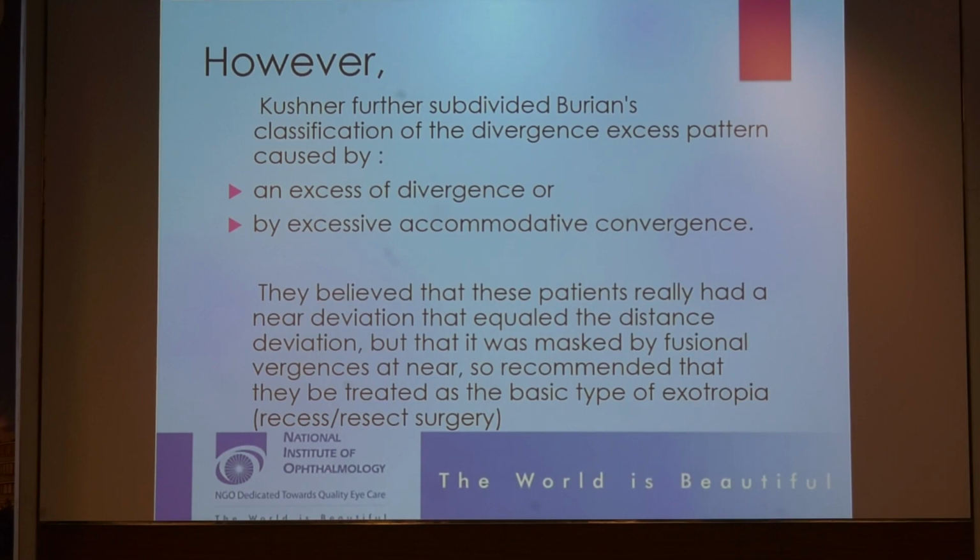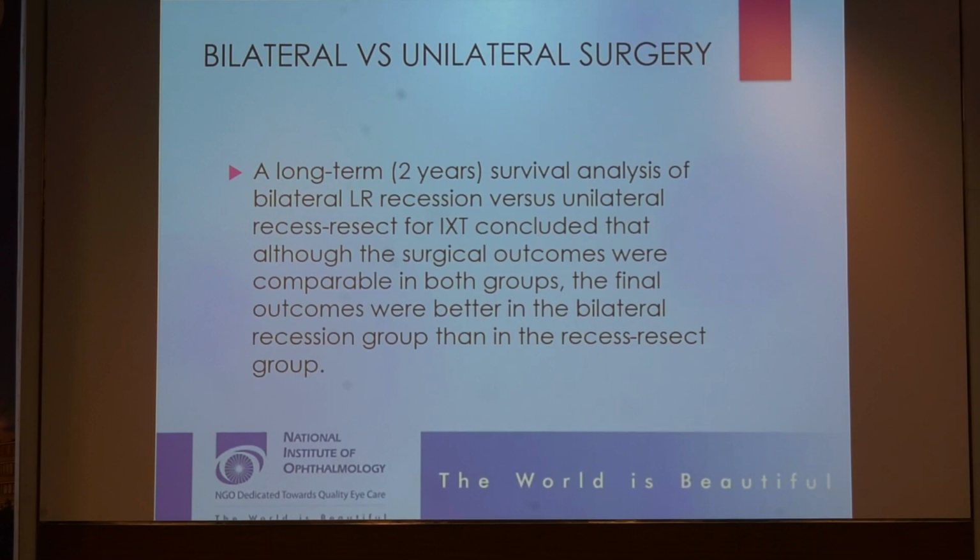Kushner then came in and subdivided Burian's classification into an excess of divergence or an excessive accommodative convergence. They believed that these patients had a near deviation that equaled the distance deviation, but it was masked by fusional vergences at near. So they recommended that it should be treated like a basic type of exotropia, that is, the recess resect surgery.